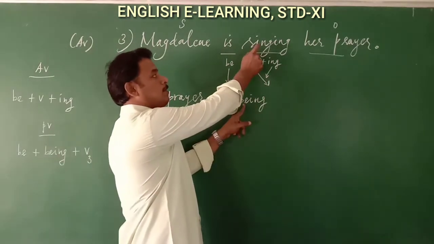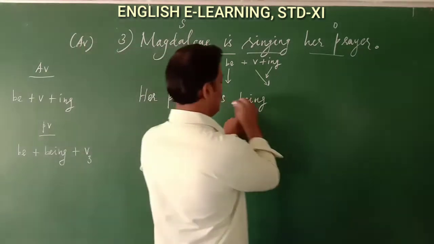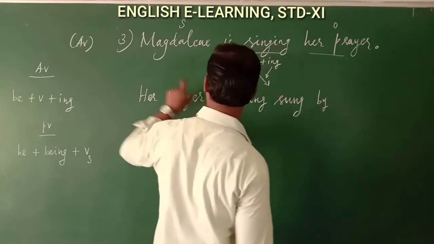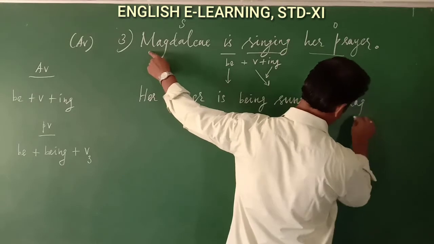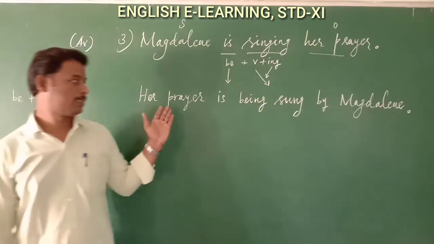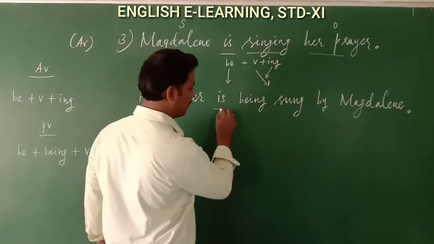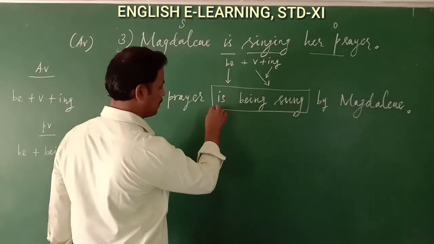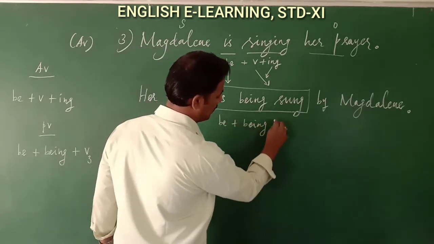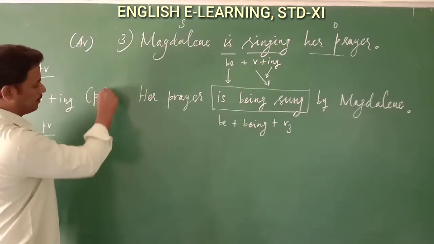What is the third form of this verb? Sing, sang, sung. Okay, right. Is being sung, and then the agent is by Magdalene. Right. Okay. The answer is her prayer is being sung by Magdalene. So verb construction is be verb plus being plus verb 3. Okay. So this sentence is in passive construction.